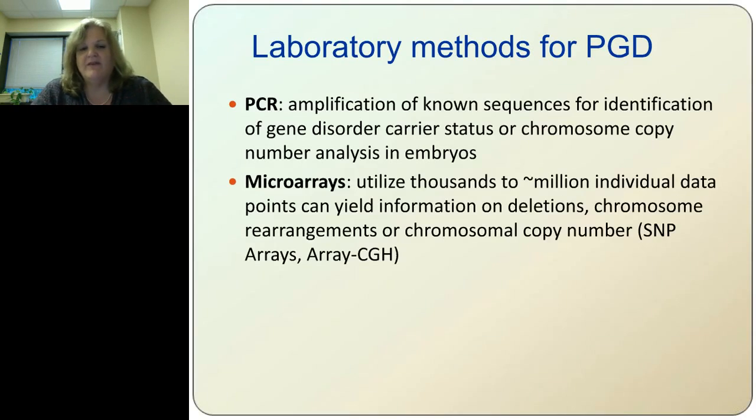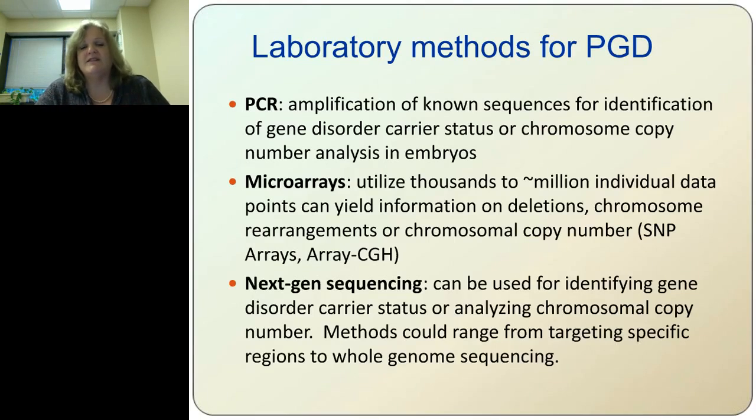We use microarrays, and a lot of other places do too, especially array CGH, where you can utilize many thousands to about 1 million different individual markers. And these points will give you information on deletions, chromosomal rearrangements, or chromosomal copy number status. And currently SNP arrays and array CGH are used.